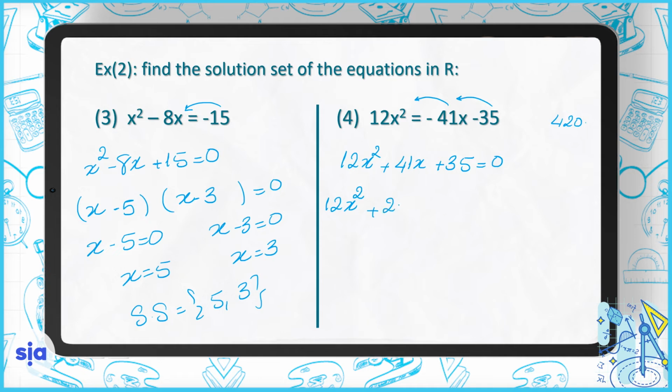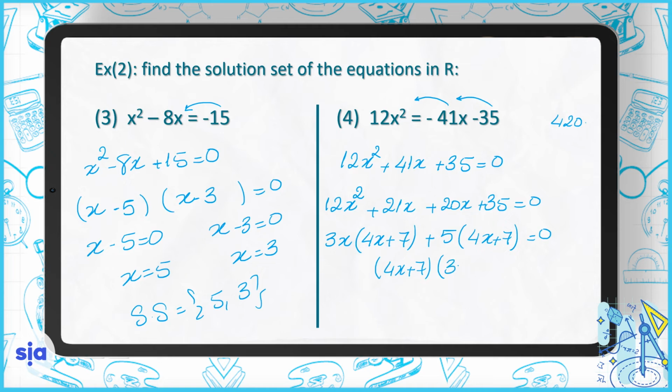So here, this is 21x² plus 20x plus 35 equals 0. To get the highest common factor here, it will be 3x, so 3x(4x plus 7) inside, plus here the common factor is 5, so 5(4x plus 7) inside the bracket equals 0. So the common bracket is 4x plus 7 multiplied by 3x plus 5 equals 0.